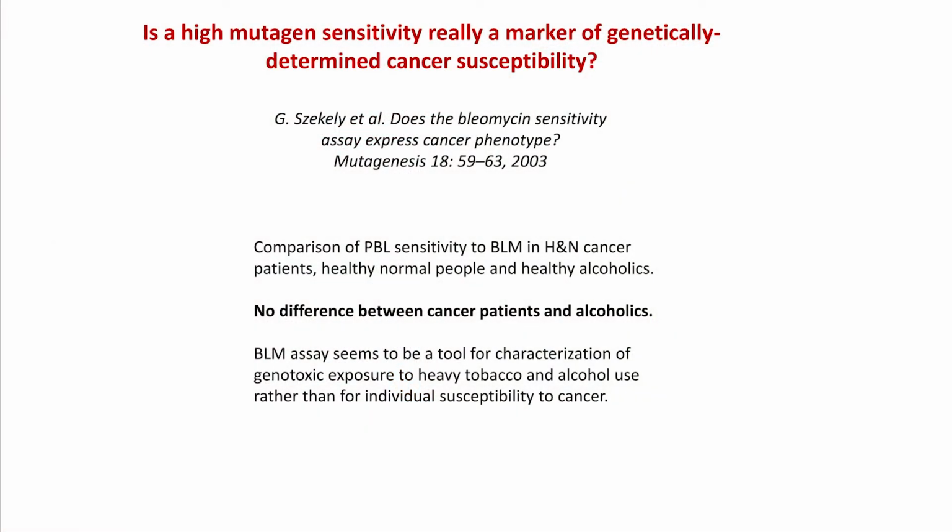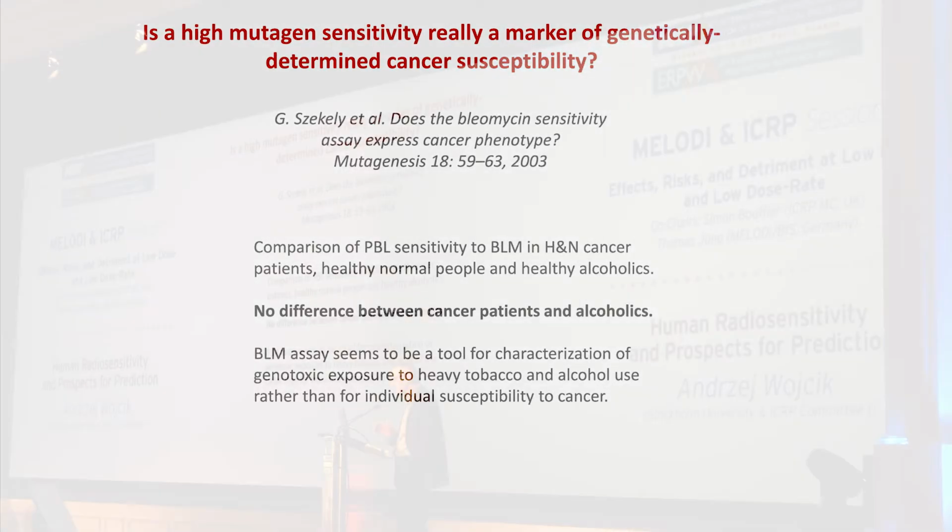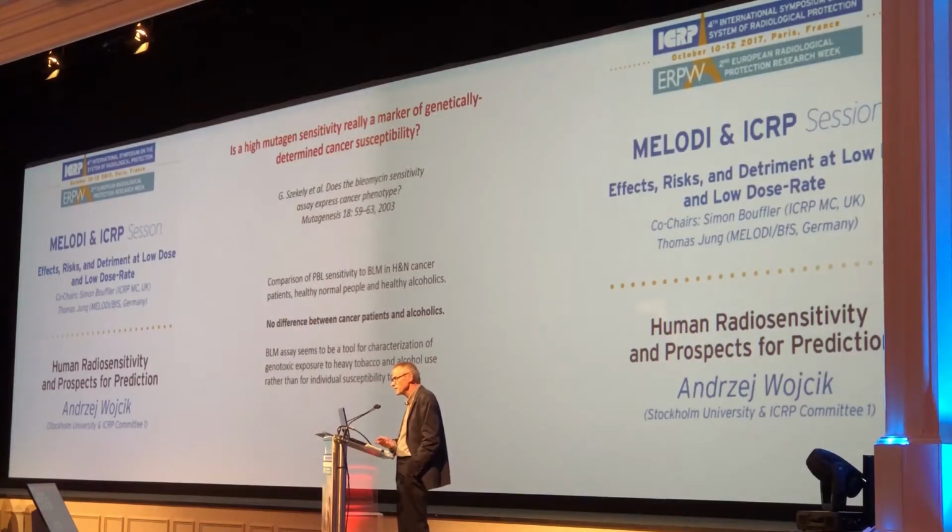Why? How does this fit together? And then there are studies like this one from Hungary, where they looked at high radiosensitivity of lymphocytes from cancer patients, healthy people, and healthy alcoholics, who obviously are quite resistant, because if you drink a lot and smoke a lot and don't develop cancer, then you are quite radiosensitive. He didn't find any correlation. Well, he found that the alcoholics had the most aberration. So, okay, my time is running out.